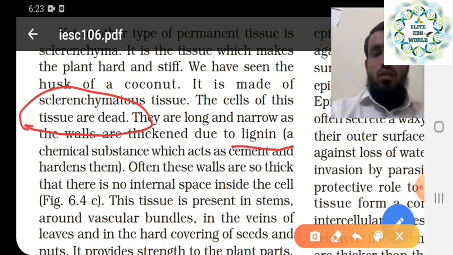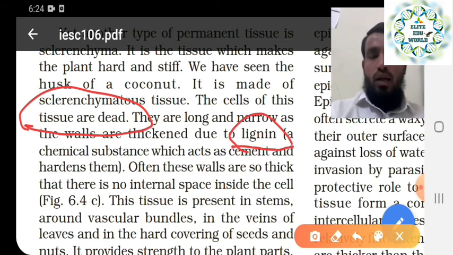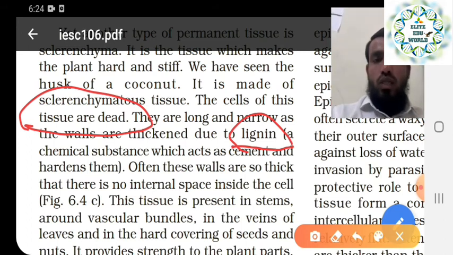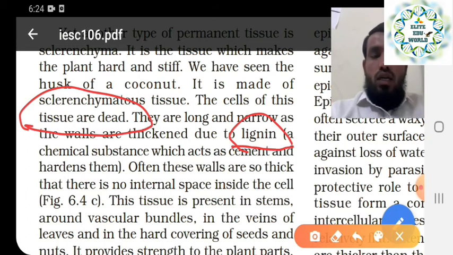So what is the meaning of this lignin? It is a chemical substance which acts as a cement, as we use cement for hardness in our buildings. So this lignin is a chemical which works like cement, and it provides hardness to this part of the plant. Often these walls are so thick that there are no internal spaces inside the cell. If the cell walls are very thick, the intercellular spaces are very low, and that is why it provides very high hardness.